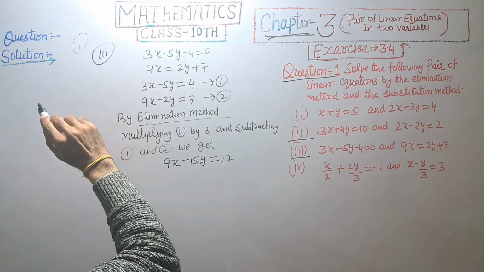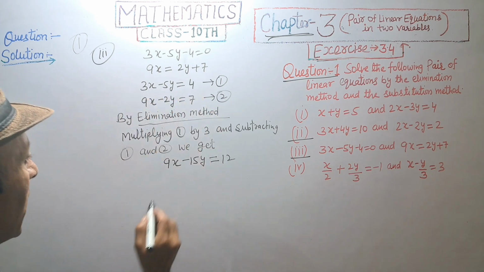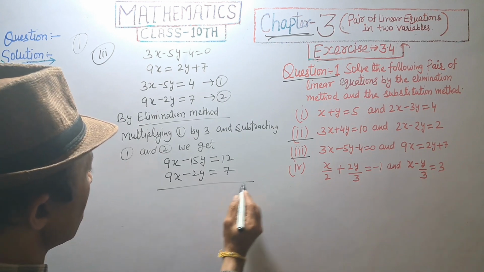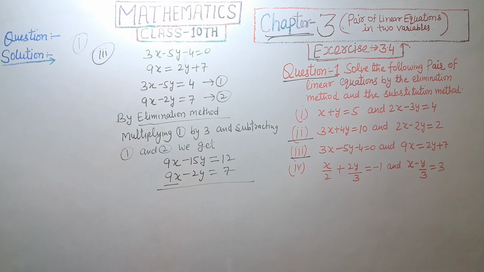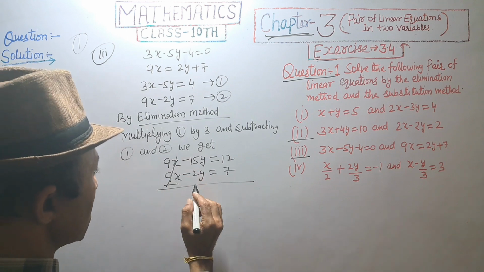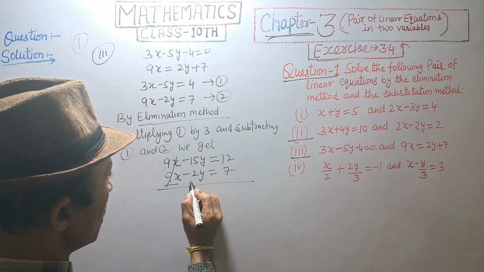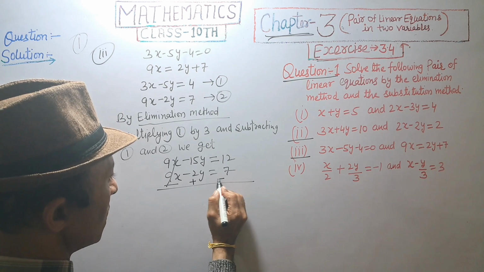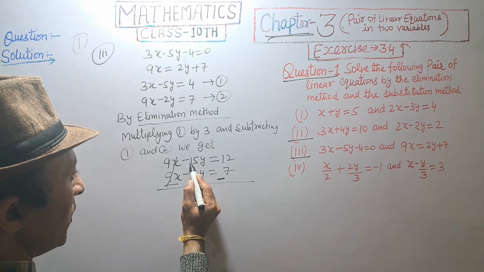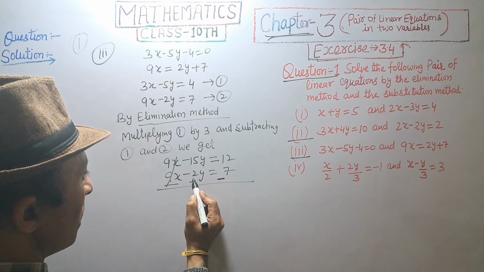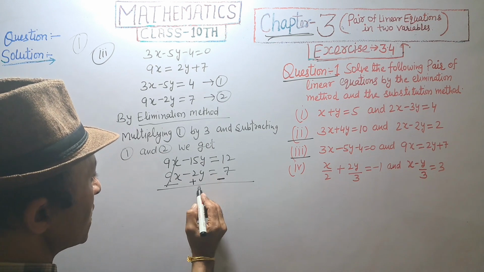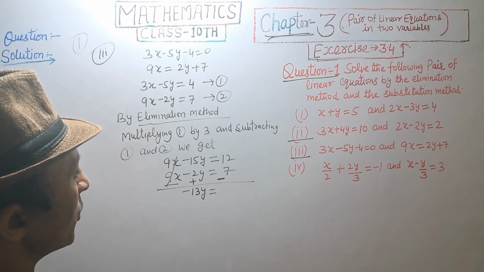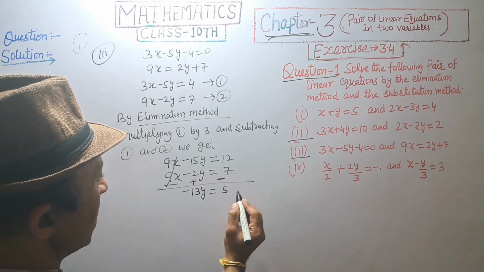We are multiplying equation 1 only and second as it is, that is 9x minus 2y is equal to 7, and subtracting, x is cancelled, 9x minus 9x, that will be 0, and minus 2y will be positive, 7 that will be negative, minus 15y plus 2y, that is minus 13y is equal to 12 minus 7 is 5.